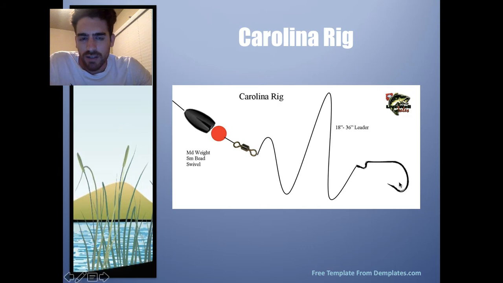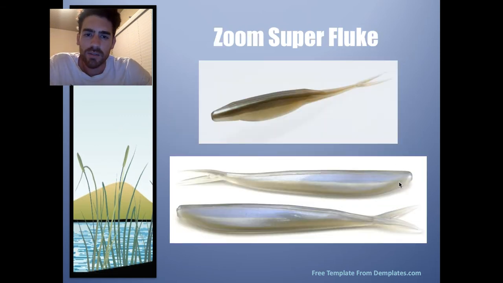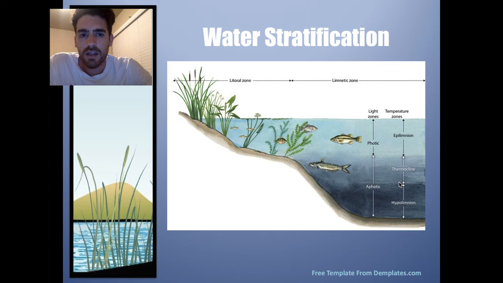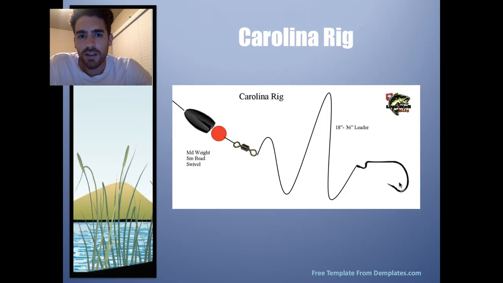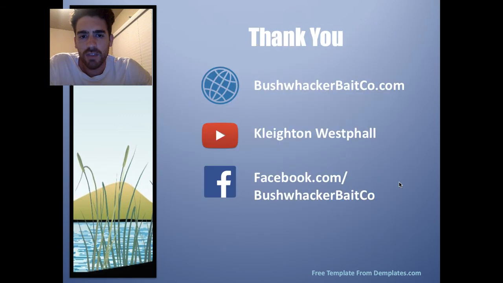The swivels, that's a standard crane swivel. Like I said, I don't really go glass bead. I mostly go plastic. Long leader, that's super important. The longer the leader, the longer it glides, and it's more of a lazy type presentation with the bait. Talked about my super fluke that I love, water stratification, and that's about it, guys.